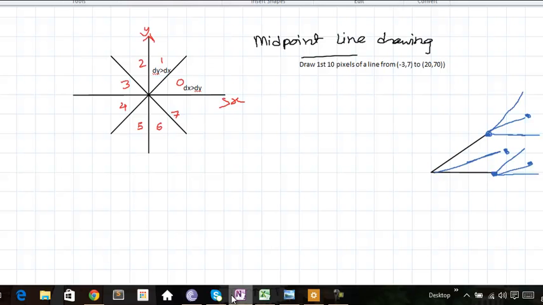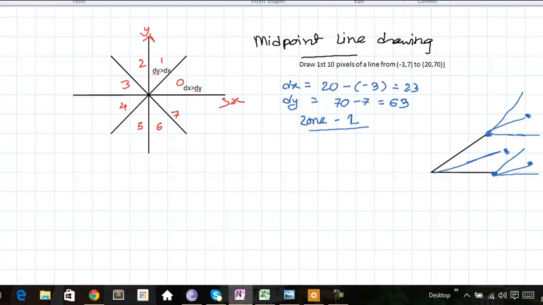Alright, so let's go to the algorithm. The first question is: draw the first 10 pixels of a line from (-3, 7) to (20, 70). For the first step, you have to find dx. So dx is 20 minus -3, which is 23, and dy is 70 minus 7, which equals 63. Both are positive, so they're either in zone 0 or zone 1, and since dy is greater than dx, it is in zone 1, so we choose zone 1.